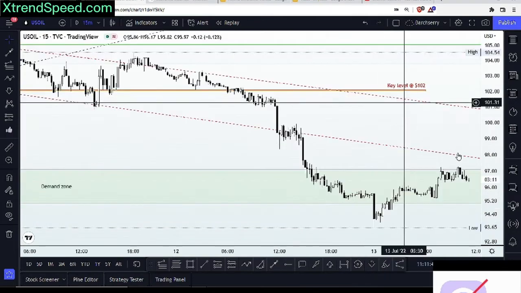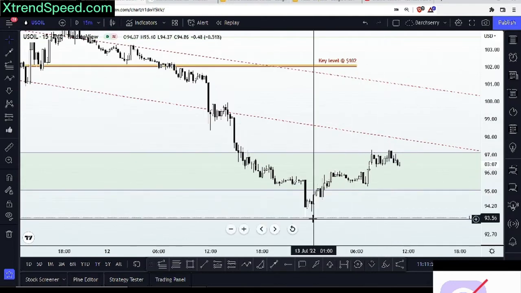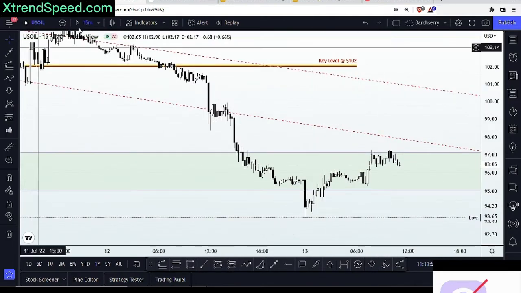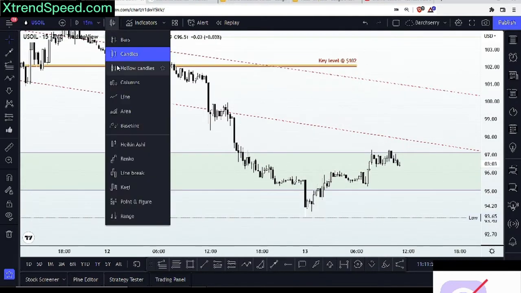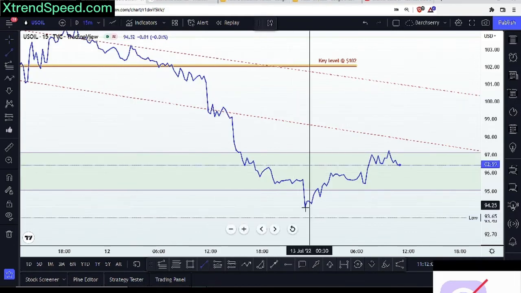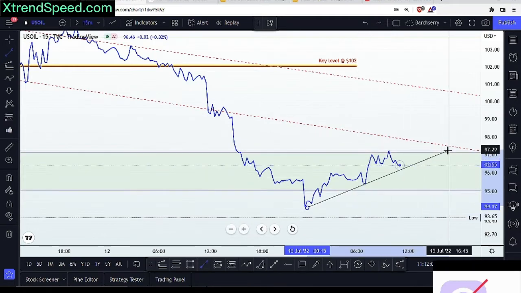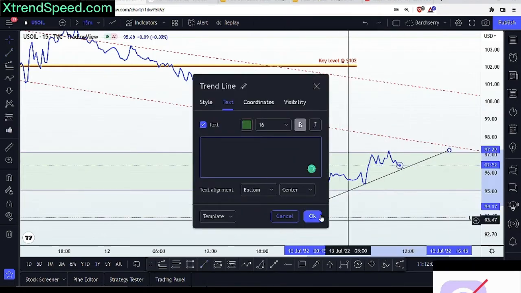Okay, so on the 15 minutes time frame, despite the fact that price is within our demand zone, hold on a second, let's bring out our line tool. We can connect the series of higher lows at this point. And what are we going to be having? We're going to be having something like this. We have this temporary bullish trend line.